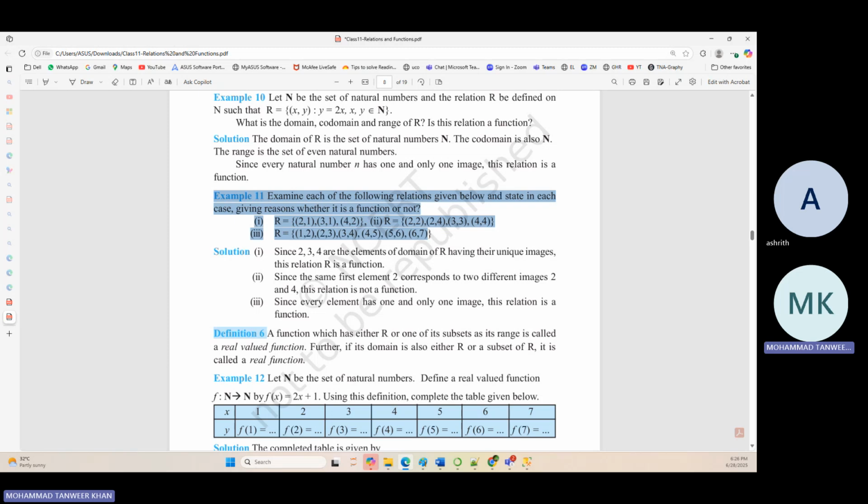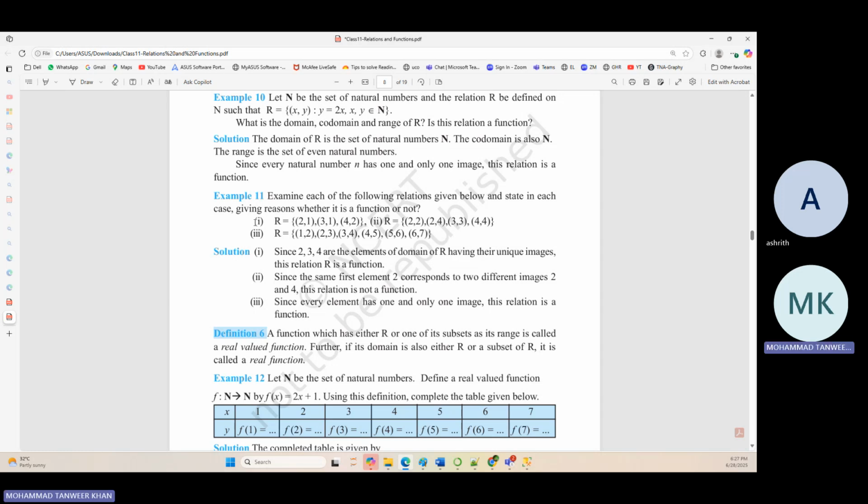Can you see this question which I have highlighted? My screen is visible now. So now here, examine each of the following relations. So how many relations are given? This is the first relation, the second relation, this is the third relation, right? So you have to examine each of the following relations given below and state in each case, giving reasons, whether it is a function or not. You have to tell whether it's a function or not.